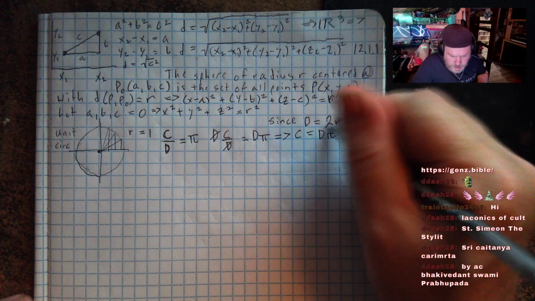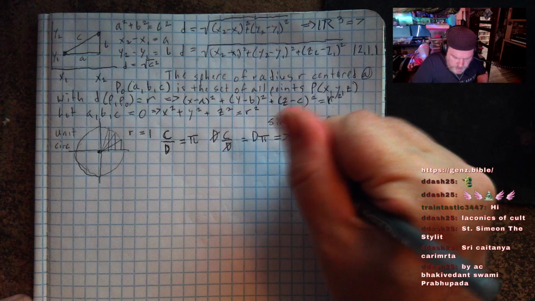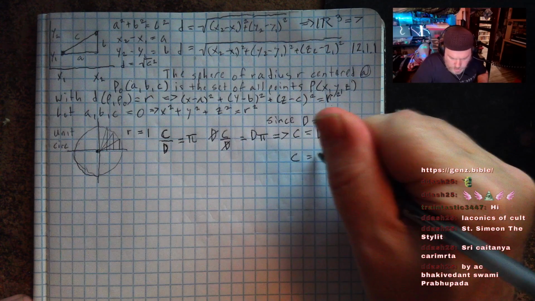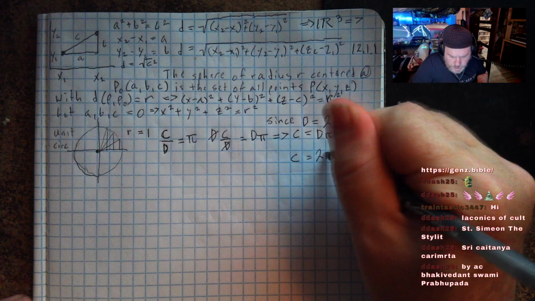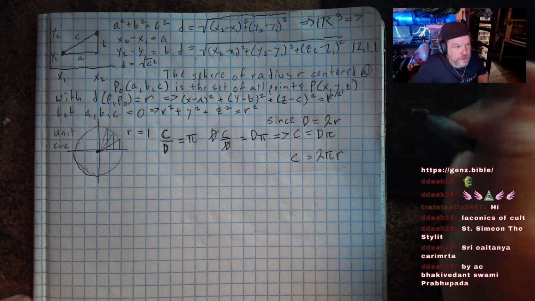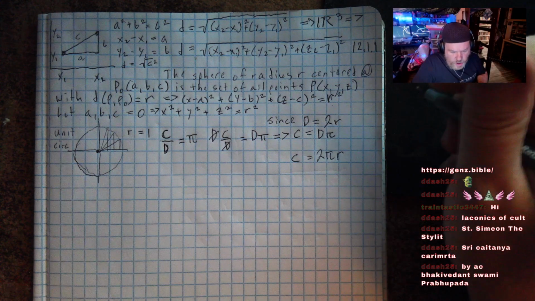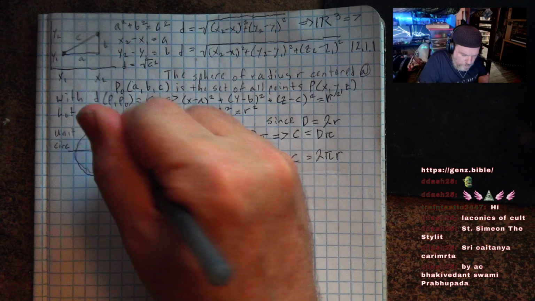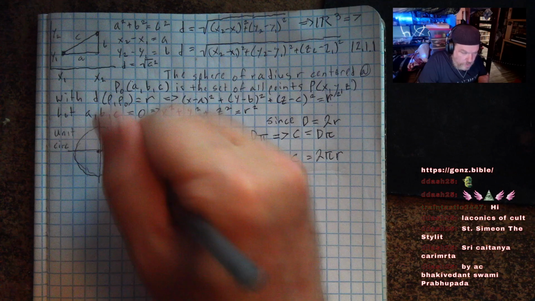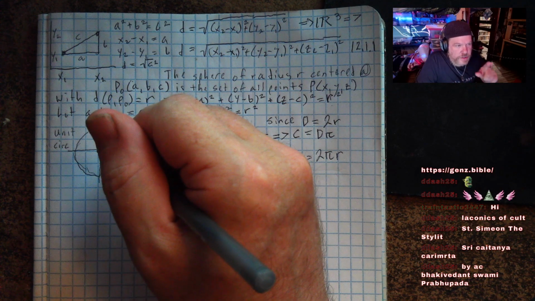So I can substitute this in my formula here, and I've got C is equal to 2, and I like to put pi first, and then R. See, the circumference of a circle is 2 pi R. So in the case of the unit circle, I go from 0 here, and I go around the circle like one of those radar things that's going around.